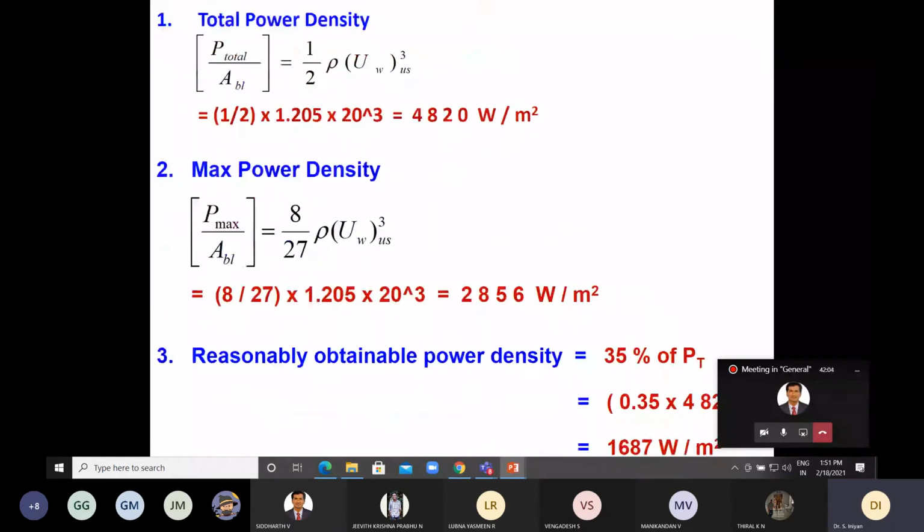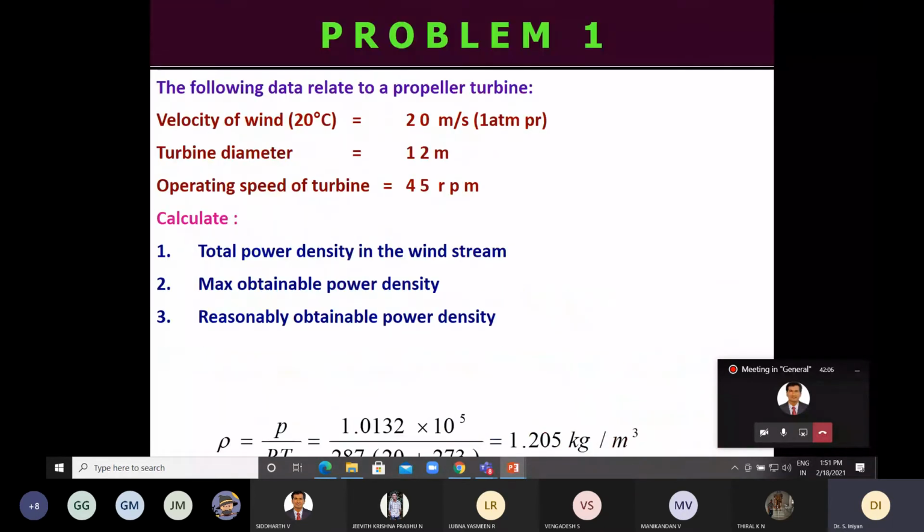So how to find the density? Here you know the formula for pressure, P is equal to rho RT. The pressure they have given us is 1 atmospheric pressure, which is nothing but 1.0132 into 10 power 5, right? So from the formula P is equal to rho RT, you are going to find the value of rho.